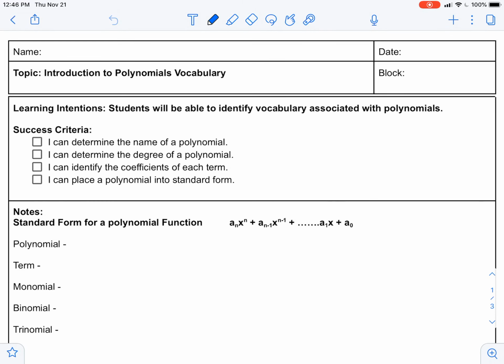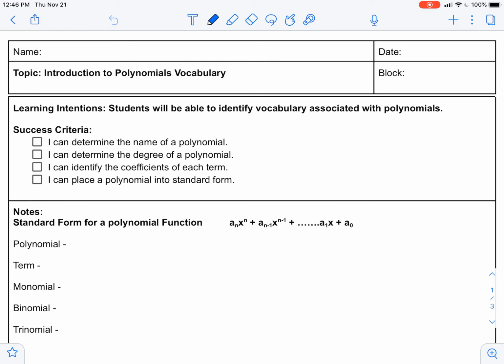Okay, so welcome to today's topic. We're going to be introducing the vocabulary that is associated with polynomials and polynomial operations that we're going to be working on. So I'm going to go ahead and just jump in on the vocabulary.